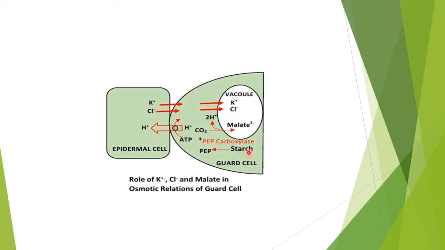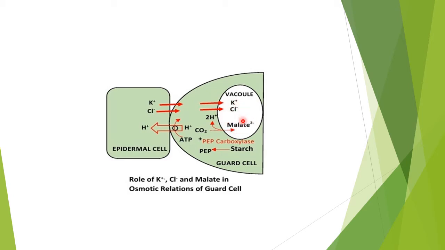When starch during night is converted into PEP in presence of PEP carboxylase, the carbon dioxide which is absorbed during night, or which is present within due to partial anaerobiosis, leads to the formation of malate as well as protons. Protons will be actively exchanged with potassium. Potassium will be taken inside. To balance it, the chloride ions will also be taken. As a result, potassium malate will be produced.